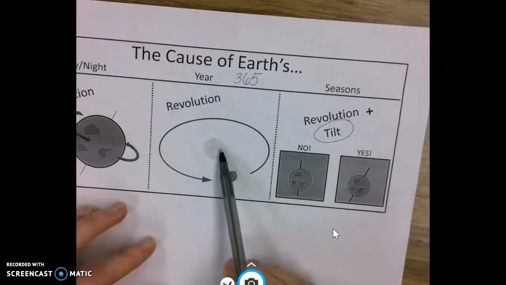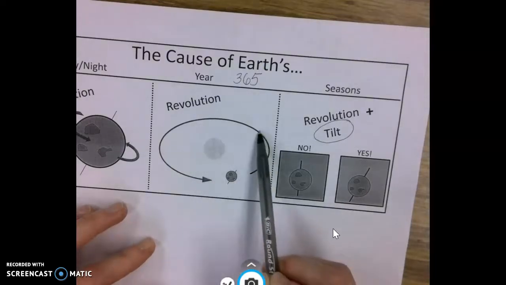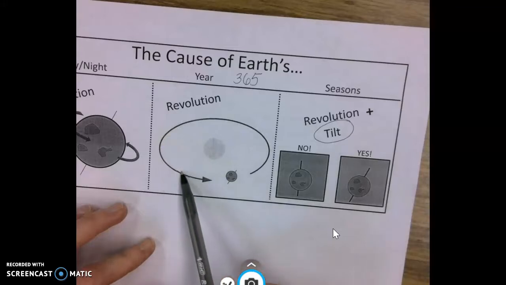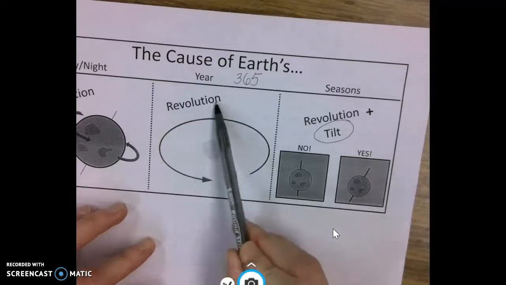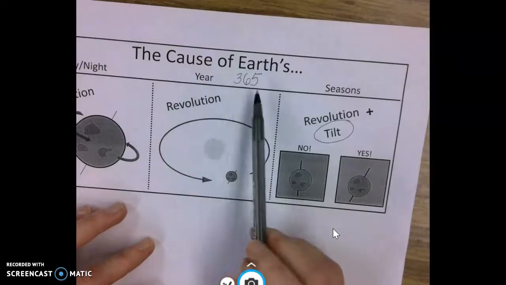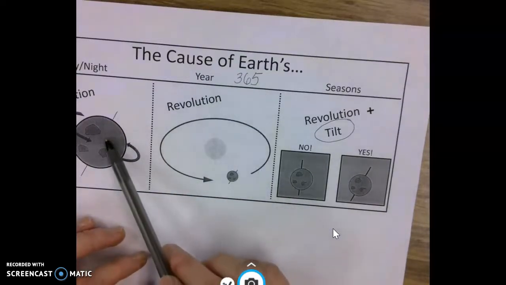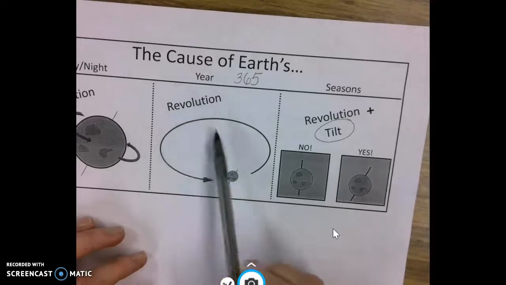Here's the sun. We learned about that yesterday. And here's the Earth. When the Earth goes all the way around the sun, it's called a revolution. And one revolution is a year. That would be 365 days that make one revolution.